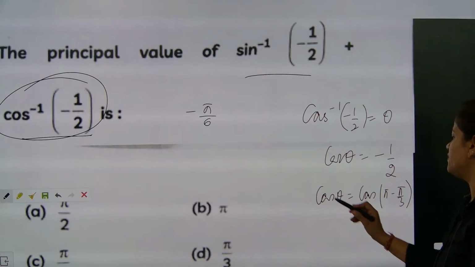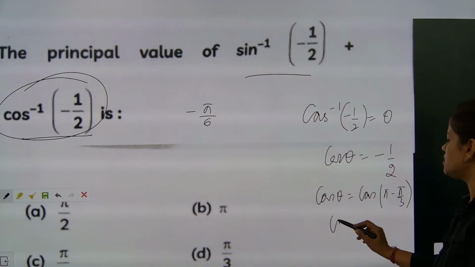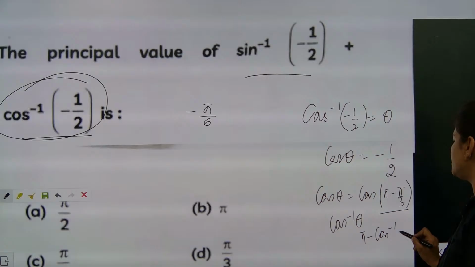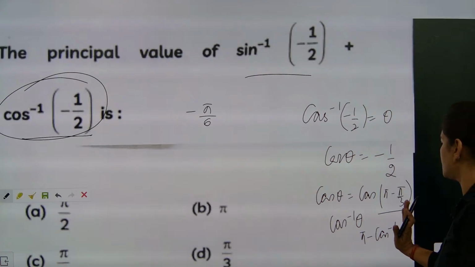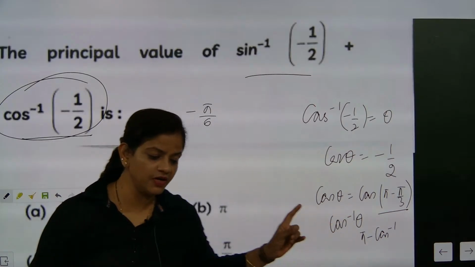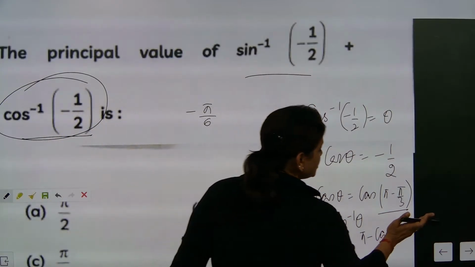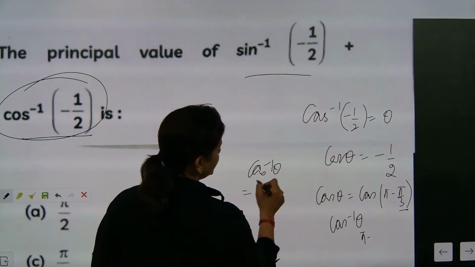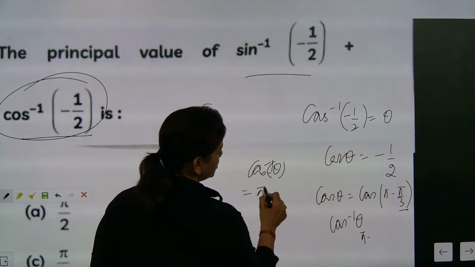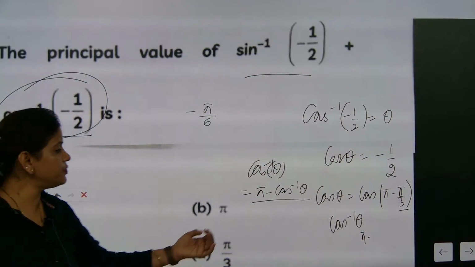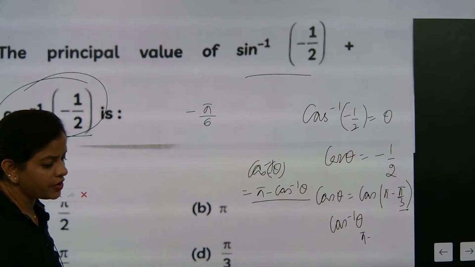If we reverse it, it becomes cos inverse theta. If a negative is coming, that means pi minus cos inverse theta will come. Understood or not? So pi minus theta will come. That part you need to remember. So cos inverse of minus theta is equal to pi minus cos inverse theta. This formula will always work nicely. Understood or not? Very good, beta.